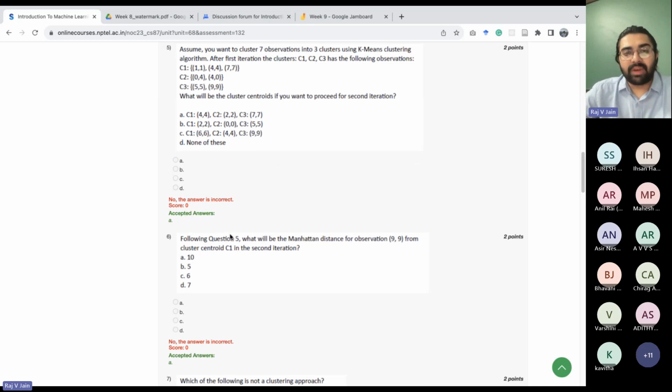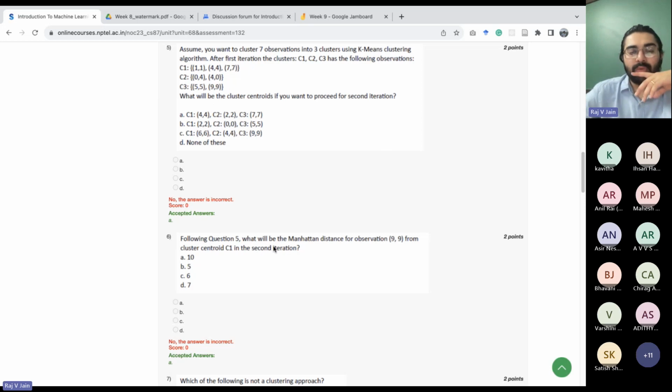Then, what is the Manhattan distance for observation 9 comma 9 from the cluster centroid 1? Sorry, sir, can you repeat the question number? Question number 5. For each of them, like C1, the mean, then C2 mean, C3 mean, and when you say mean, we are computing the mean per dimension. So it's X and Y, right? For X mean and for Y mean, that will be the cluster mean for that cluster. All right. Okay. Thank you.